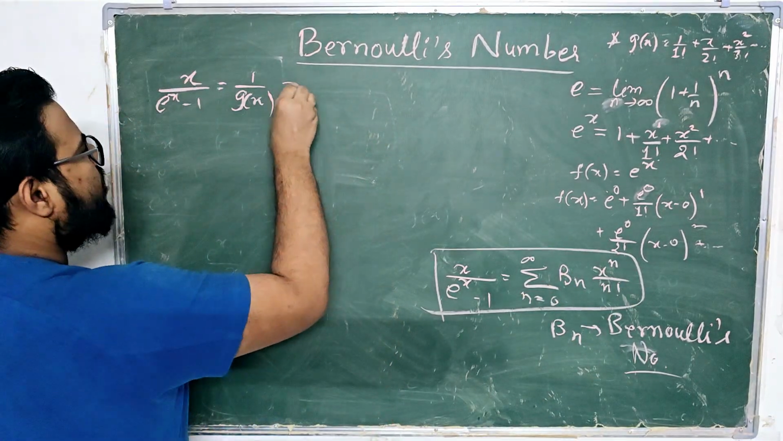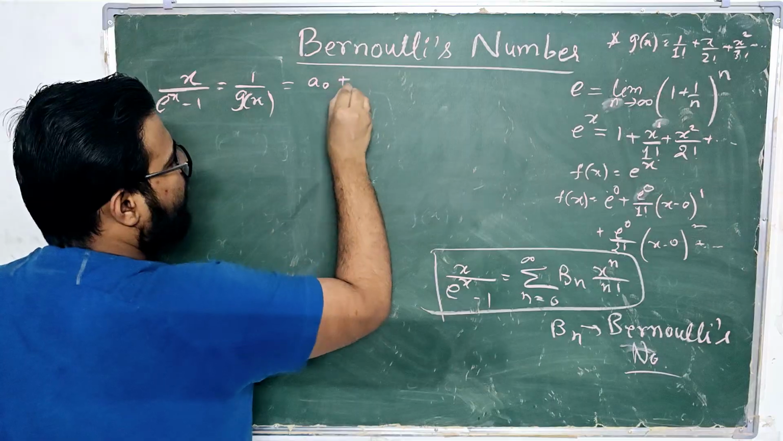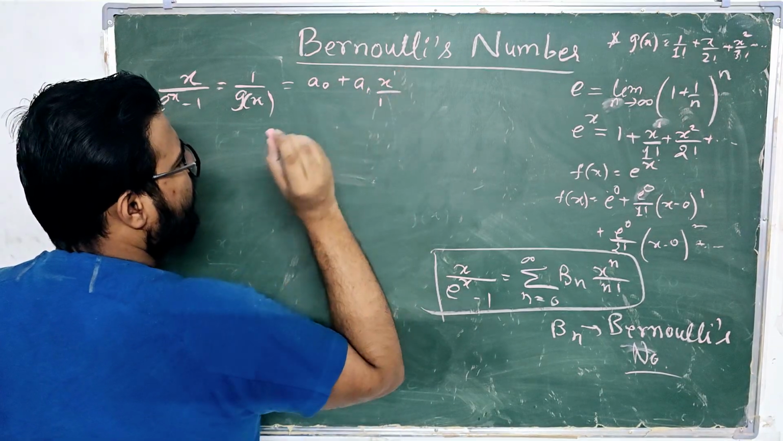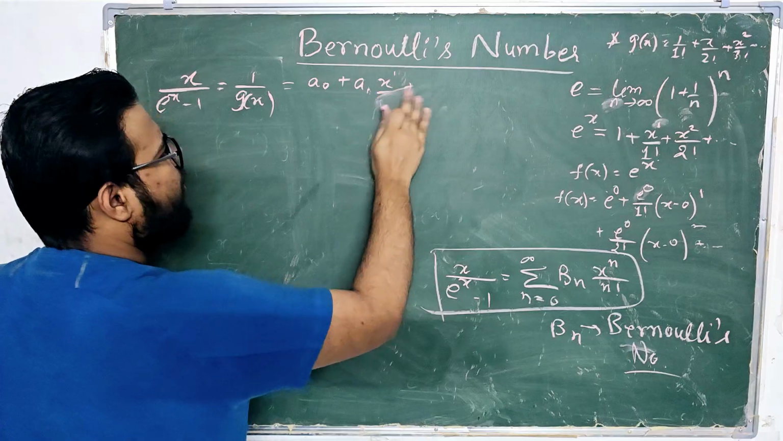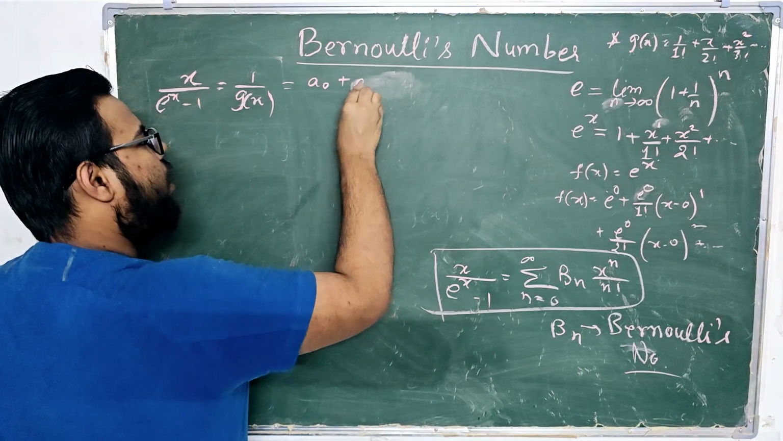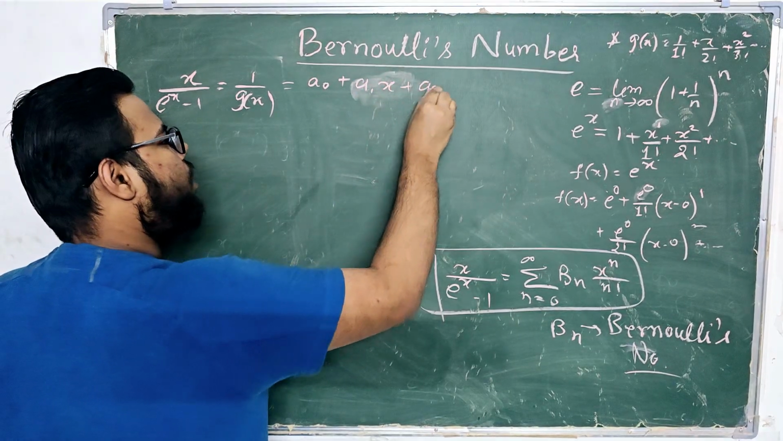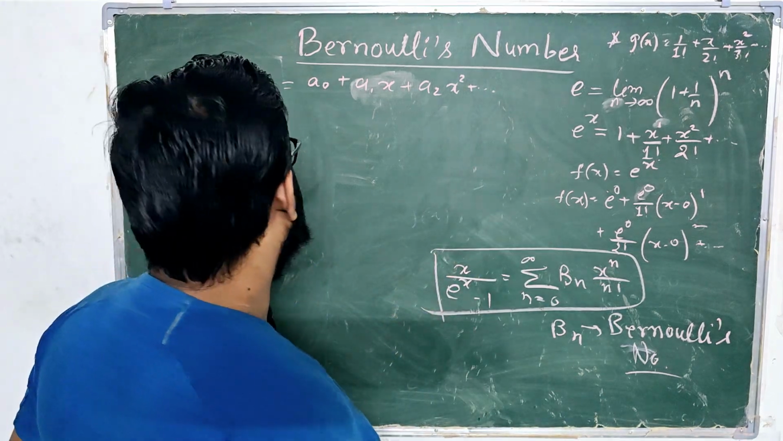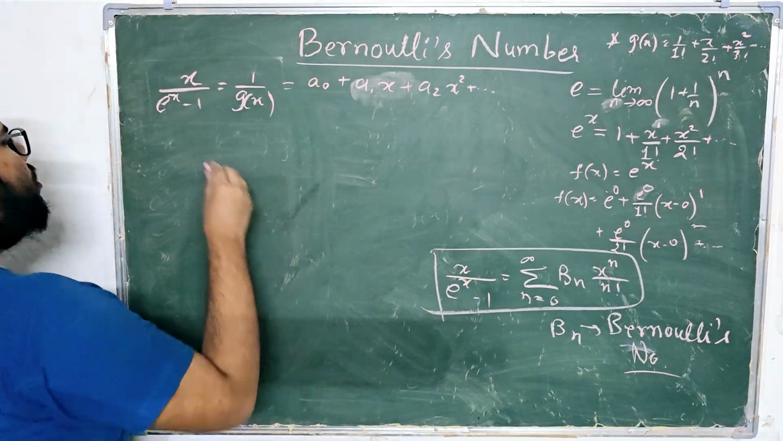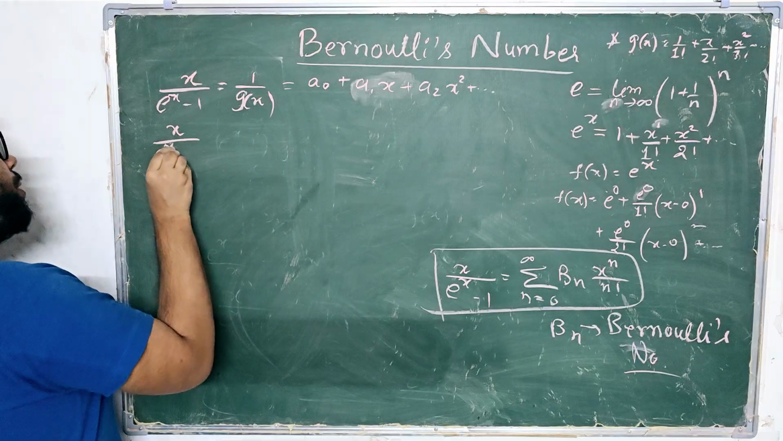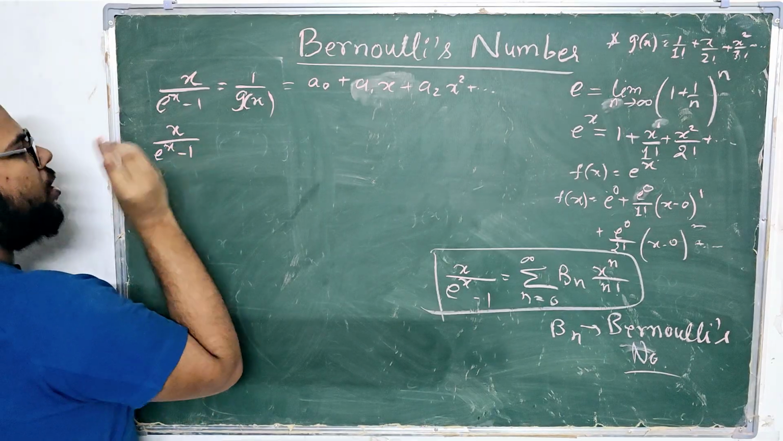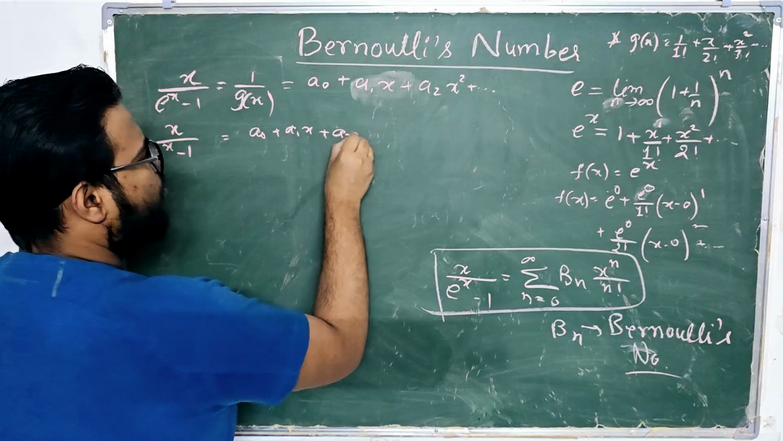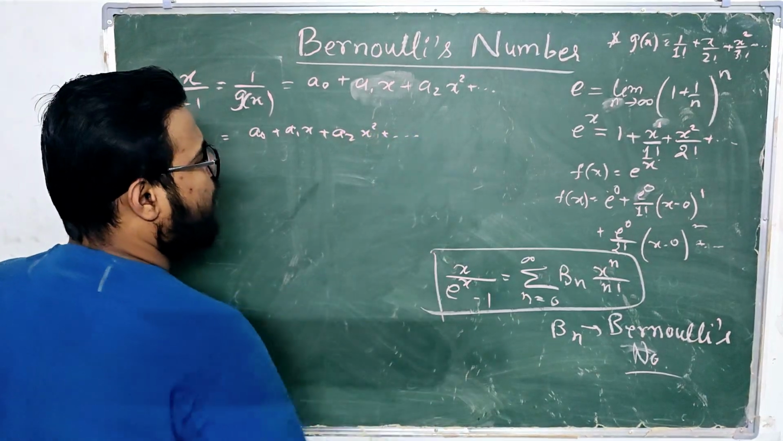And now we want 1 upon g of x, that is this term x upon e raised to the power x minus 1, in the form of this expression, right? So we can write it as a0 plus a1 x plus a2 x square and so on till infinity, correct? Okay. So now you have the expression x upon e raised to the power x minus 1 is equal to a0 plus a1 x plus a2 x square and so on till infinity.